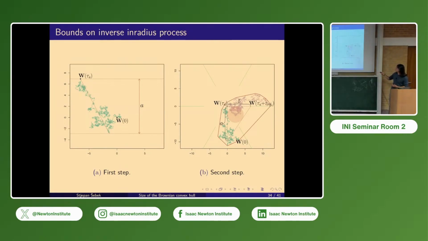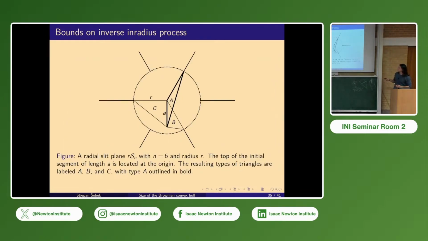or the hitting time of this slit. So we needed to compute the expected value of the time needed for planar Brownian motion to hit one of these slits. And this is what we developed as a result of a separate interest. I'll show what the result is.